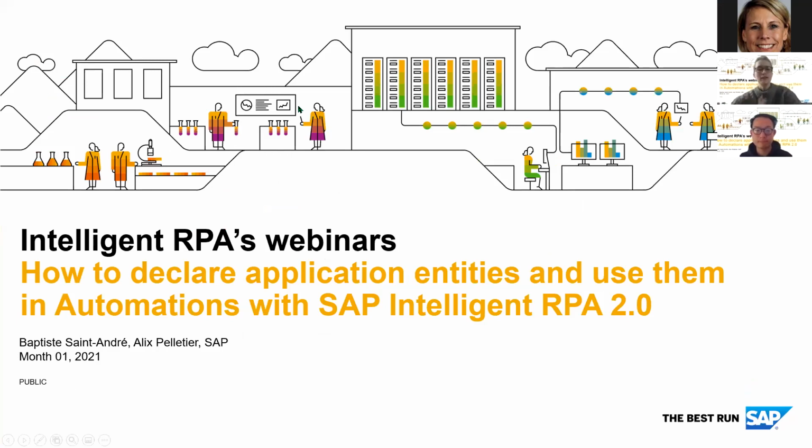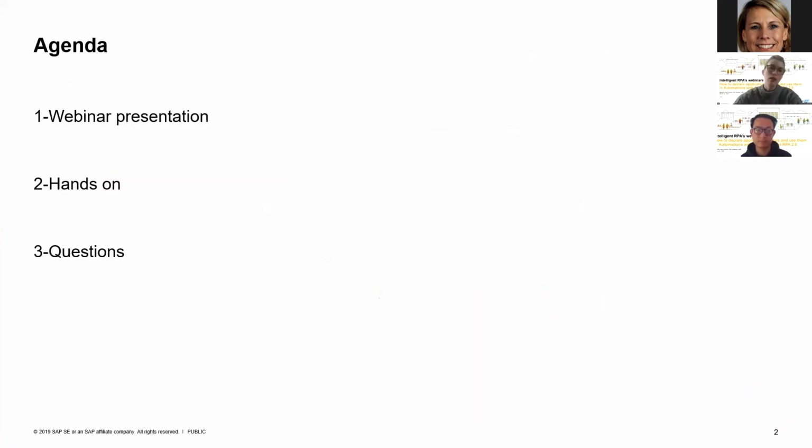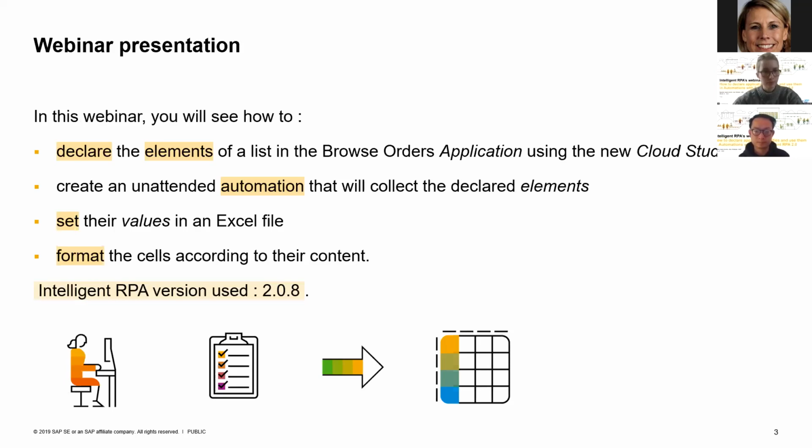So the subject of this webinar is how to declare application entities and use them in automations with SAP Intelligent RPA 2.0. Today we're going to present the webinar in this document, explain how it works, and then show you the steps we need to do to create it. And then we will be ready to answer your questions.